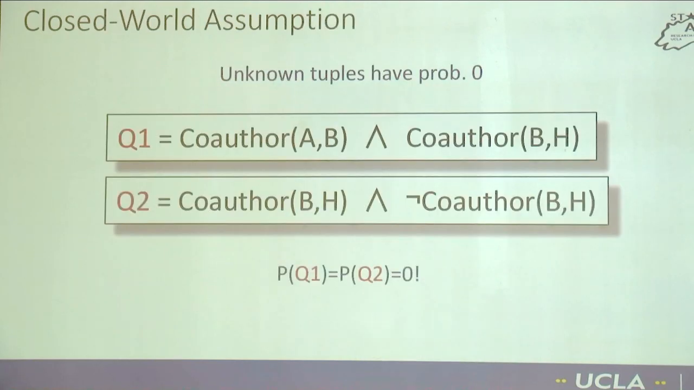And Guy also mentioned this closed world assumption, which is basically where we say that any tuples we don't know about, we assume that they have probability zero. And so you wind up with these crazy situations where a query that seems reasonable, but maybe I just don't have enough information about, and a query that is logically impossible will have the same zero probability.